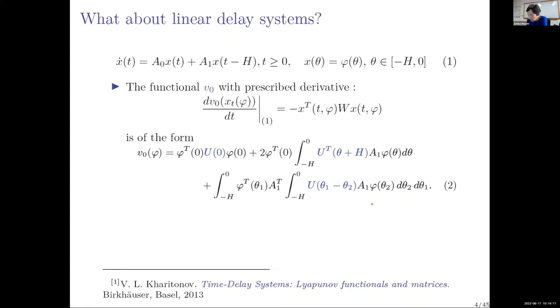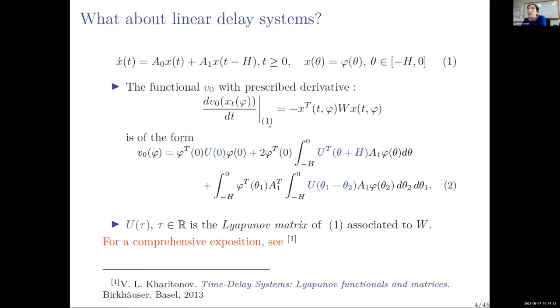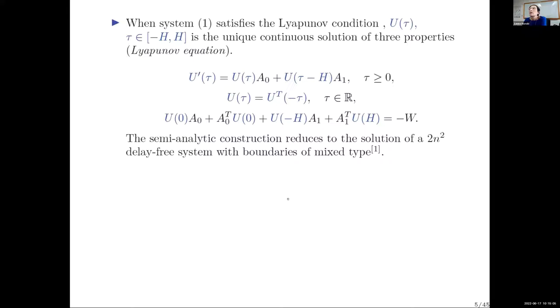Okay, here this matrix U plays the same role as the Lyapunov matrix. In fact, if you take h equal to zero, you can see that the functional reduces to the Lyapunov function of the delay-free case, and U of zero plays the role of P. Okay, U of zero is now the Lyapunov matrix, right? There have been more works. It's possible to prove that the matrix function is the Lyapunov matrix.